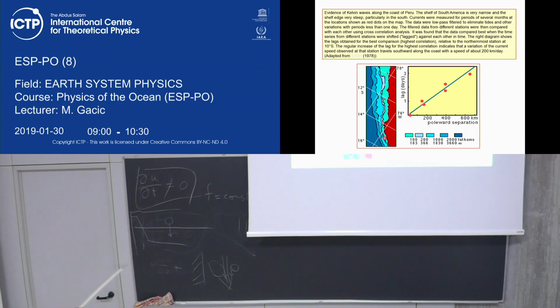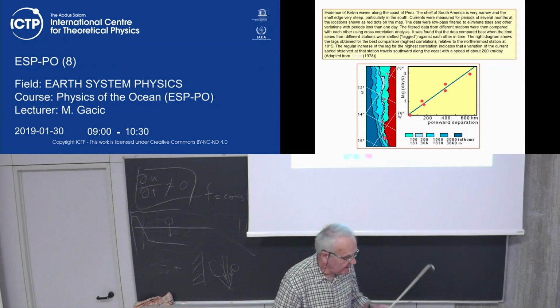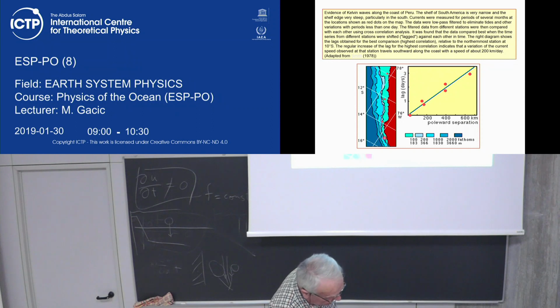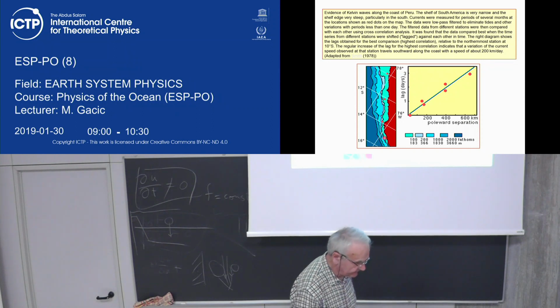So you obtain this. Here they obtain also the speed of these Kelvin waves. You can go back into the equation and find out what are the other parameters which determine the velocity of these waves. And not only that, but you can also calculate how far from the coast these waves are felt, how far away these waves appear. Okay, so this is as far as Kelvin waves are concerned.